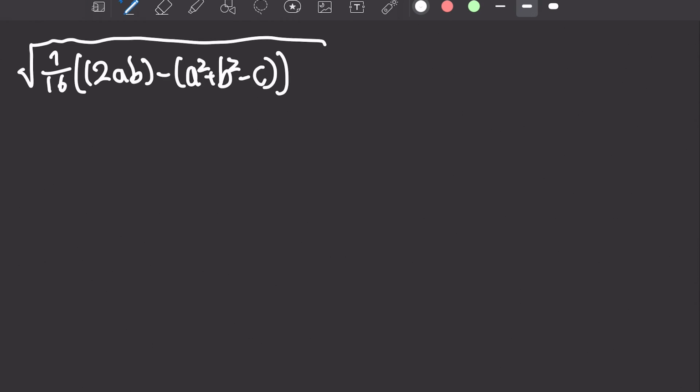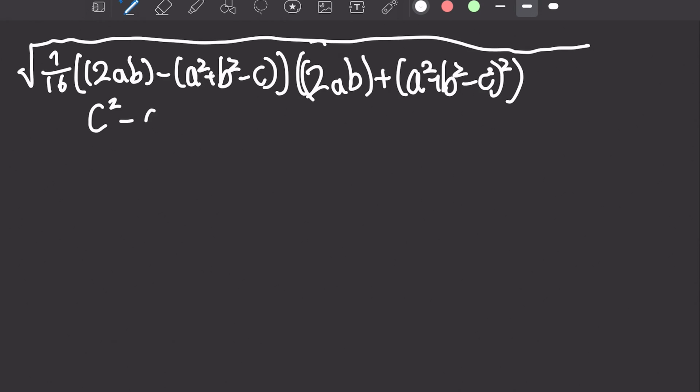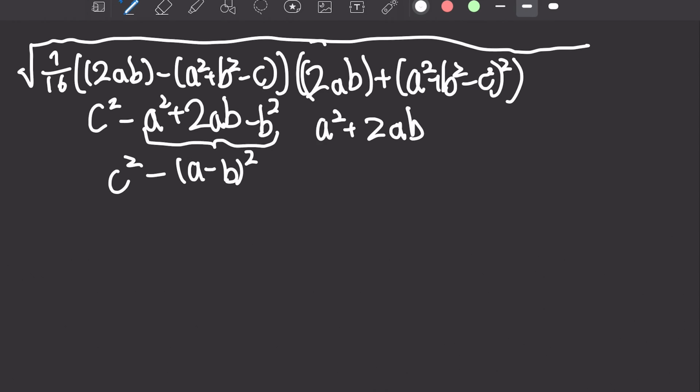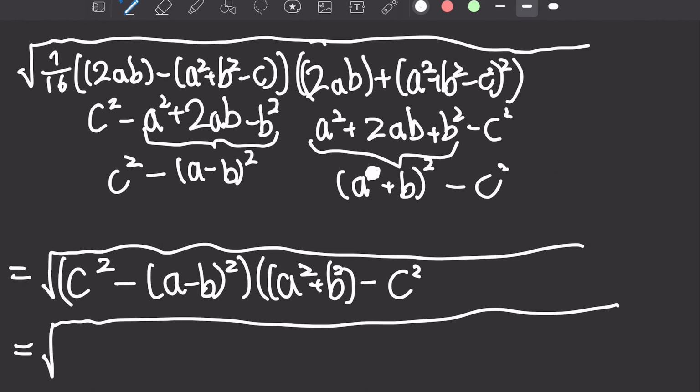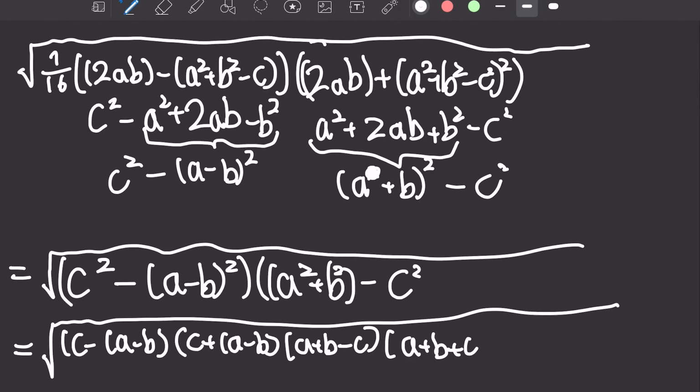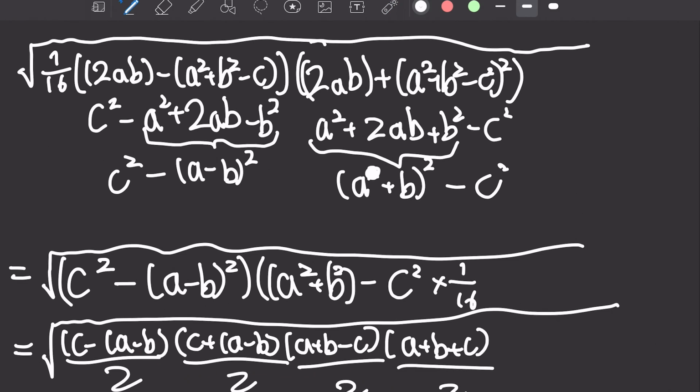I'll rewrite that on a new page. We see some stuff that we can factorize like this. So we can simplify our equation further. We can distribute 1 over 16 to each of our little parentheses, giving each of them a denominator of 2.